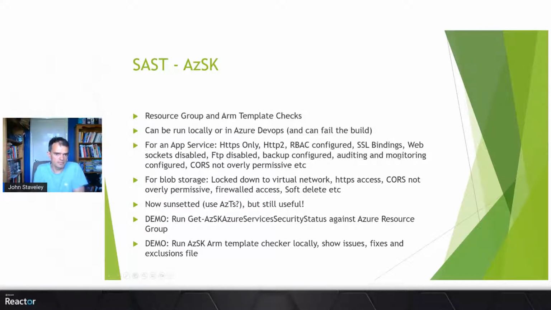So you can do resource group and ARM template checks. It can be run locally or in Azure DevOps. It's just a PowerShell script. And then there's a build task that can also fail the build in Azure DevOps.